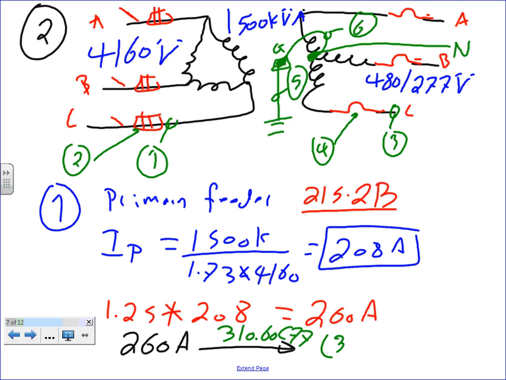3 conductors. Why 3? 3-phase number. 4/0 AWG, and MV-90. You have to put the MV-90. This is not THHN. That's it. That's the only difference from the example I did before. Really the only difference. Everything else I've done in the first example, excluding the fuse though.